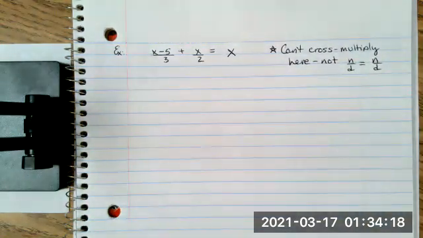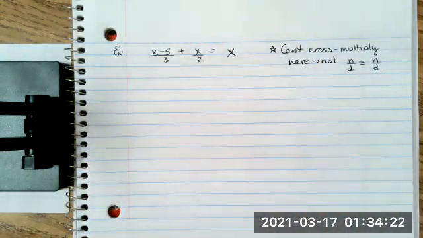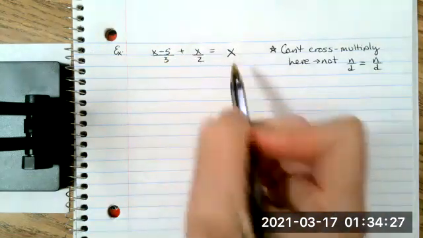So you can't cross multiply here because you do not have one fraction equaling another. You can only cross multiply when it's a fraction equals a fraction. You've got multiple terms here.